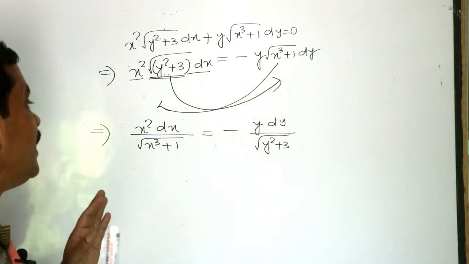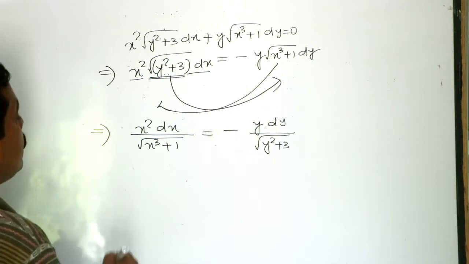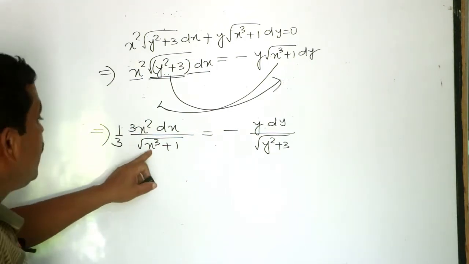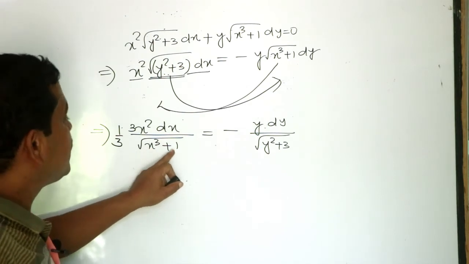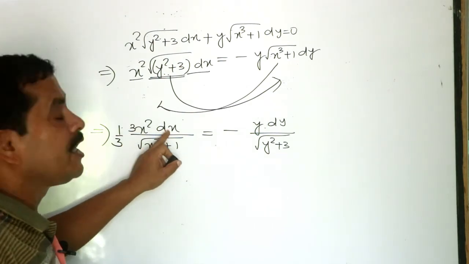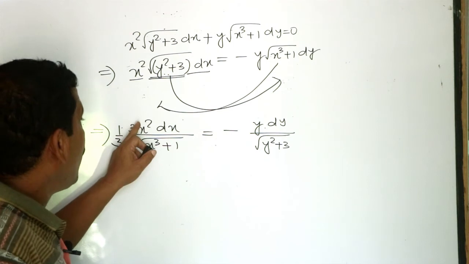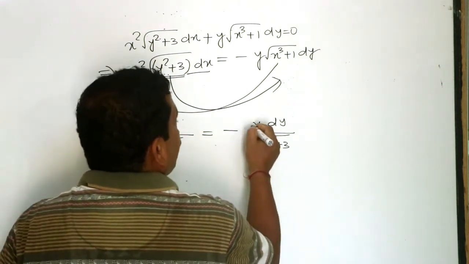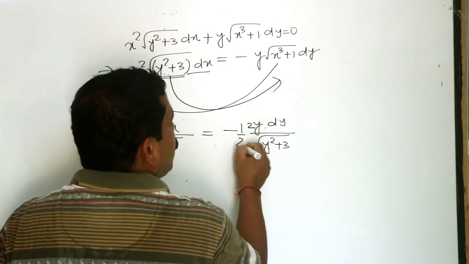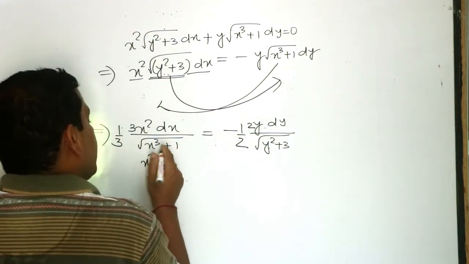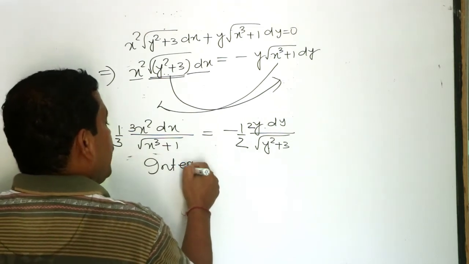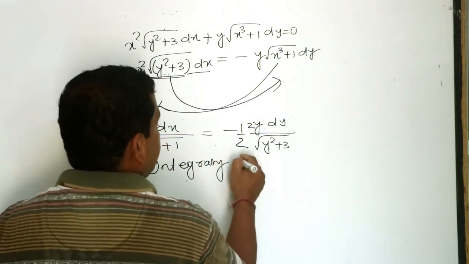So now we have to integrate both sides. We multiply by 3 and divide by 3, because if we take x cube plus 1 as t, then its derivative is 3x square. For this we also multiply by 2 and divide by 2. Here x cube plus 1, integrating both sides. We have to integrate both sides.